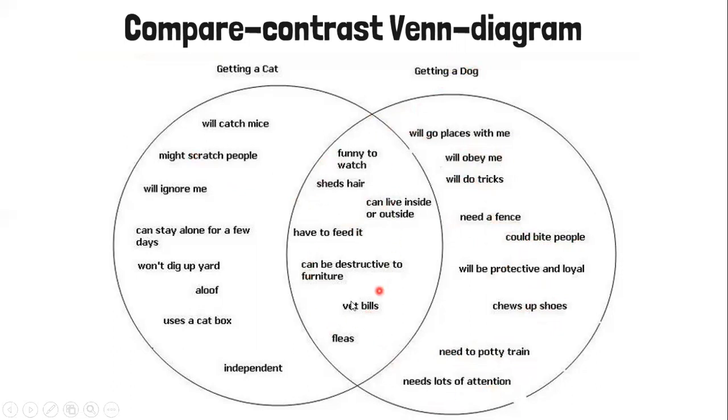Whatever is written at the middle is common between getting a dog and a cat, and what's on the sides is the difference. So why am I showing this to you? Because when you're going to write a compare-contrast essay, you're going to draw this Venn diagram, put your two things you're comparing, write the similarities and write the differences. That's a way of brainstorming the ideas. And then we're going to use these ideas, which we have prepared already, pre-writing, to write them in our essay.